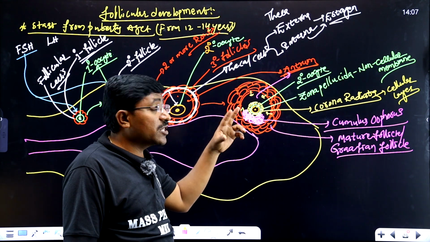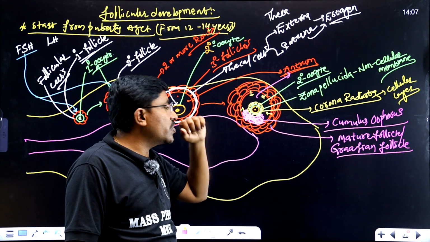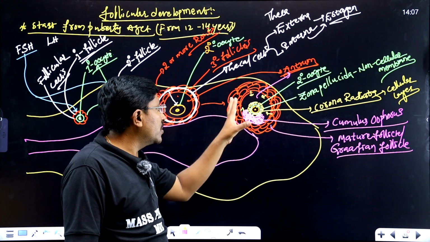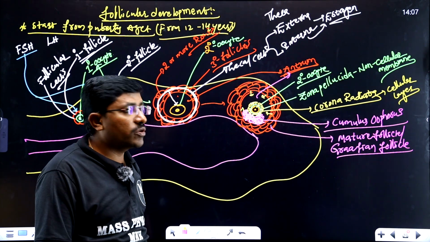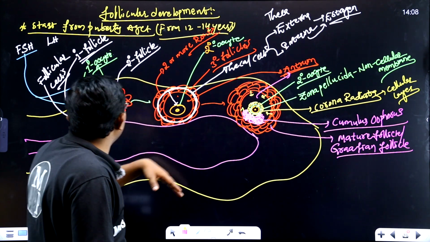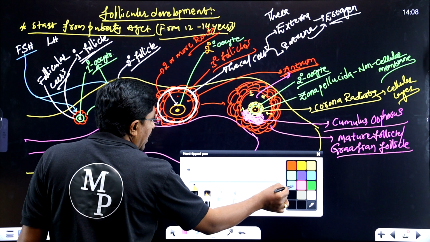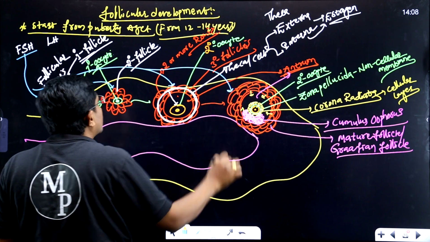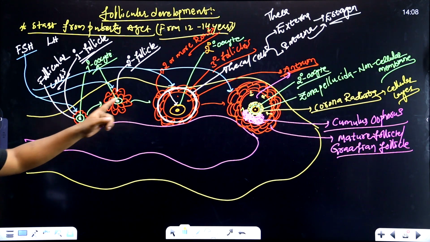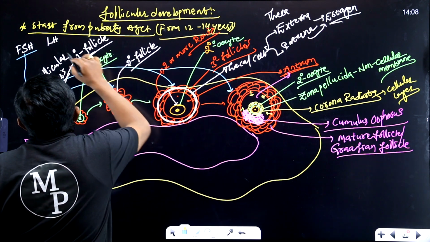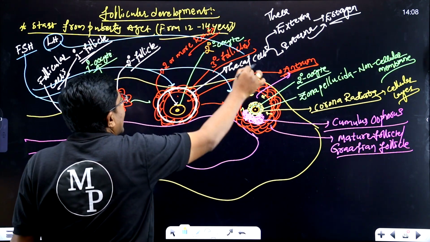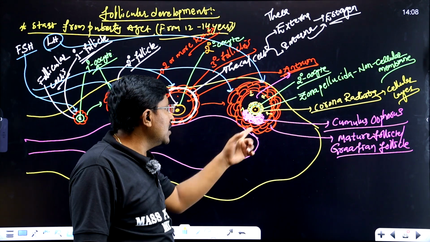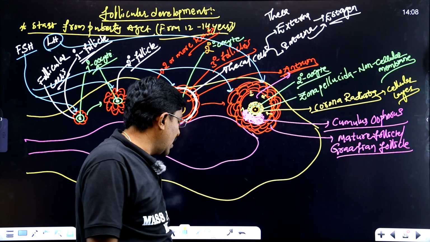Of these two layers, which one is closer to the secondary oocyte? The zona pellucida. The outer layer of the secondary oocyte is the corona radiata. So this is the Graafian follicle, the mature follicle. Up to here, the FSH hormone acts on follicular development. After completion of the Graafian follicle, the LH hormone acts on the Graafian follicle for ovulation.